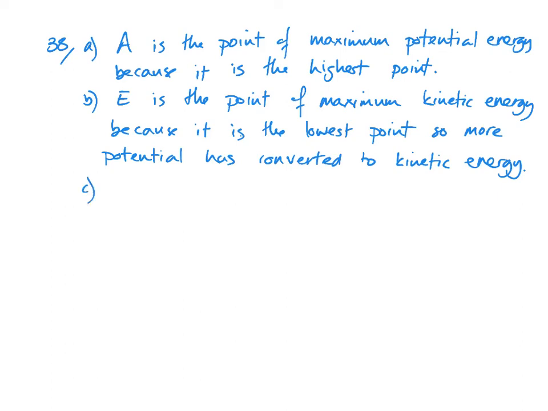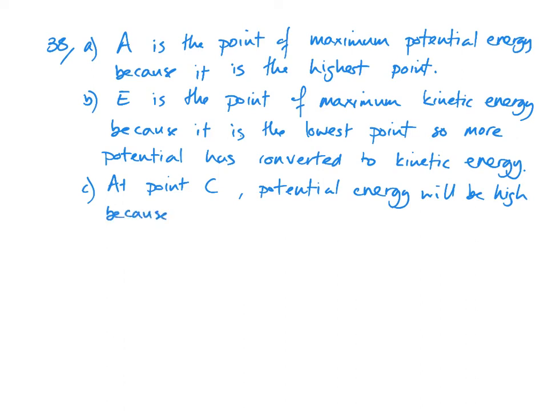Okay, at point C, so at the top of a loop, potential energy will be high. It's not the highest point, but it's high up. Remember, you've got the same total energy to spread between your potential and kinetic. So kinetic energy will be low.